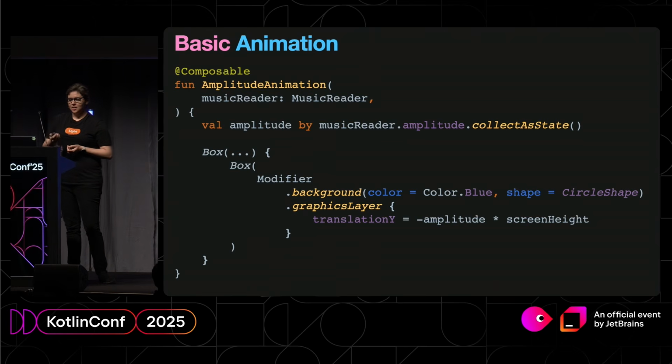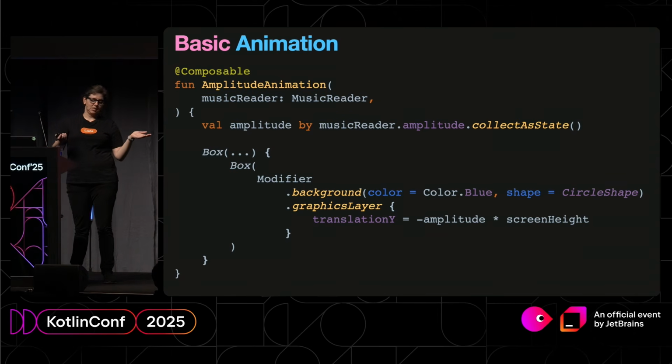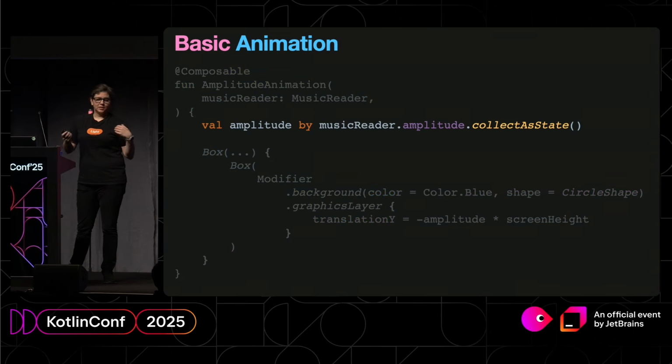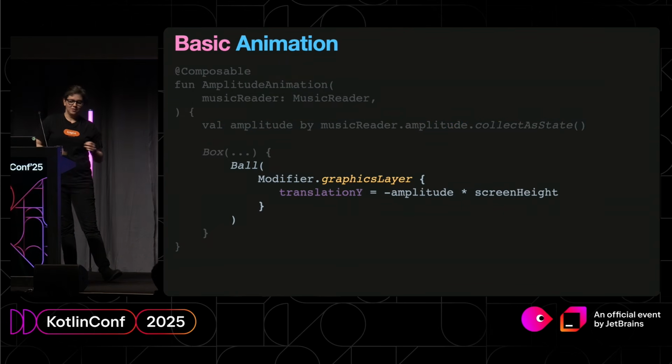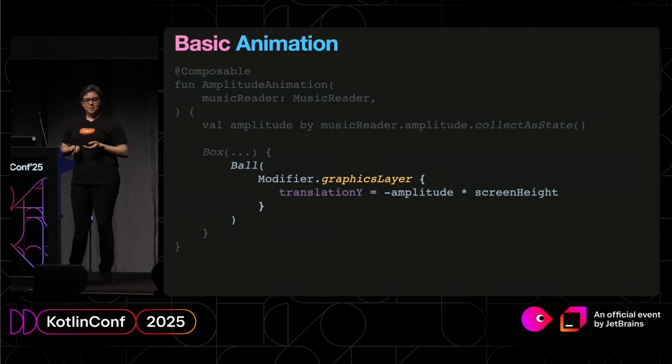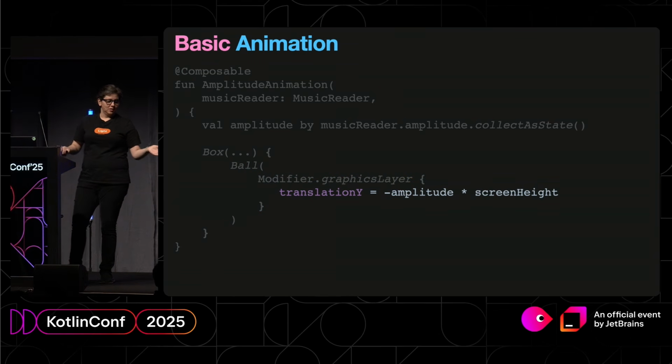In this case, it could look like this. You just create your basic amplitude animation. I'm using amplitude because it's the easier one. You just basically collect it as a state. Once you have it, you pass it into your lines little box, which I'm going to call bold, so it's easier. And once you have this information, you just pass it into your graphic layer as a translation Y, and that's it. So this is a simple screen, but we haven't added the animations, right?